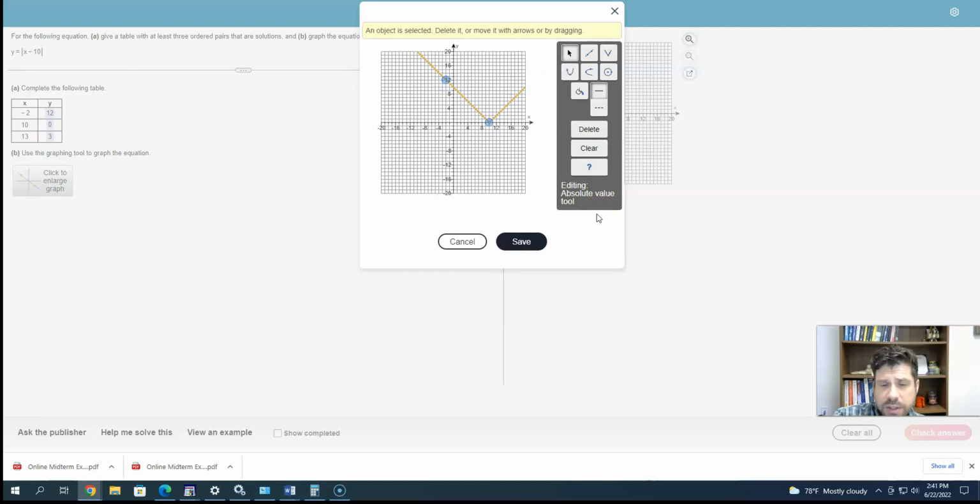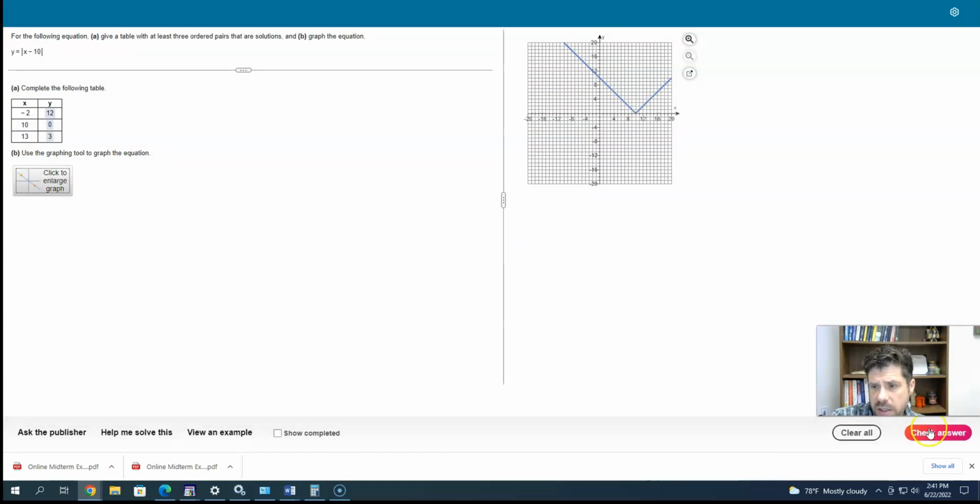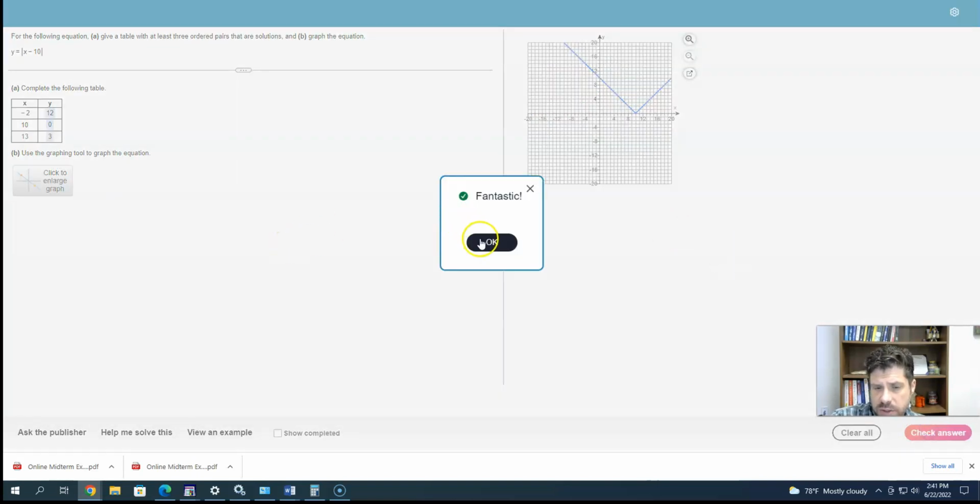Once we have the 2 points, we don't have to draw the third one. So then we just click Save, and then you can check your answer, and we see that we did it correctly.